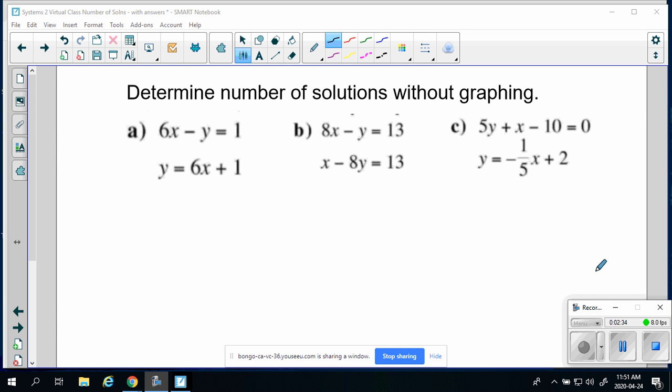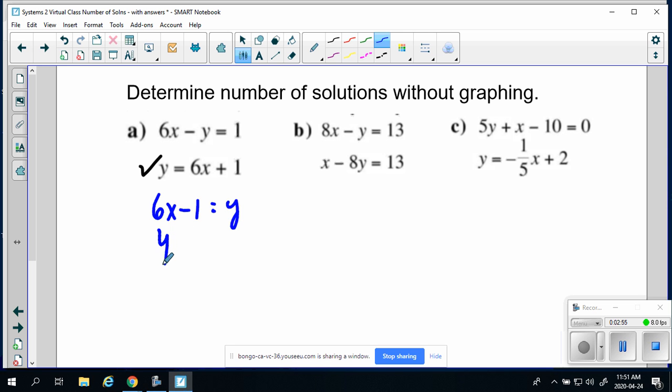If they ask you to determine the number of solutions without graphing, then really what they're asking you to do is figure out whether they're the same line or if they're parallel. And to do that, they have to be in y = mx + b format. So this one already is, which is nice. This one, I'm going to have to rearrange a bit. So I can move y over to the other side. So 6x - 1 is equal to y, or y = 6x - 1.